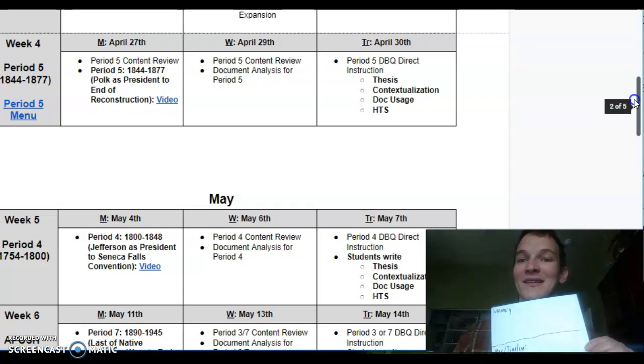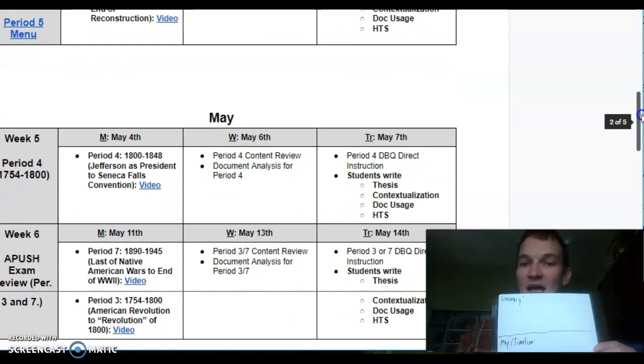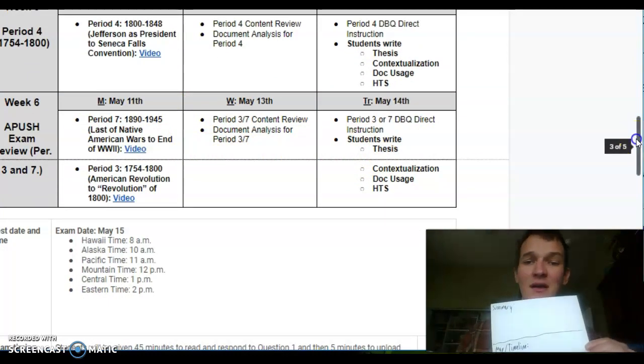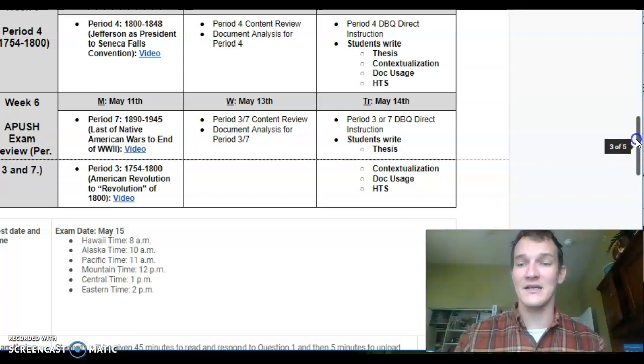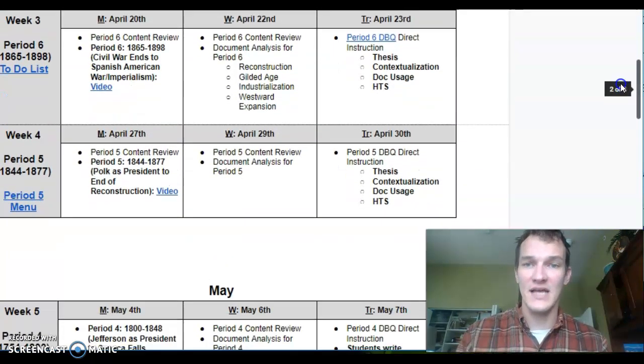So we're going to spend a lot of time working on 6 this week, 5 next week, and 4 in that following week. And then finally, in that last week before the test, we're going to be working on periods 3 and 7 because I don't think the DBQ is going to come from there. But both of those periods could be helpful for context for the DBQ you write on the test.